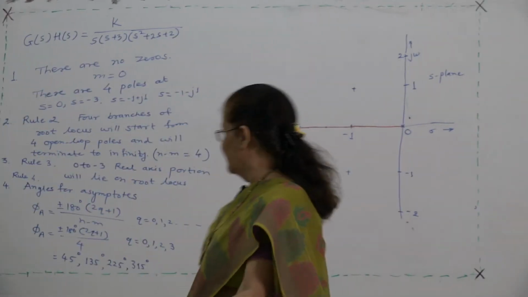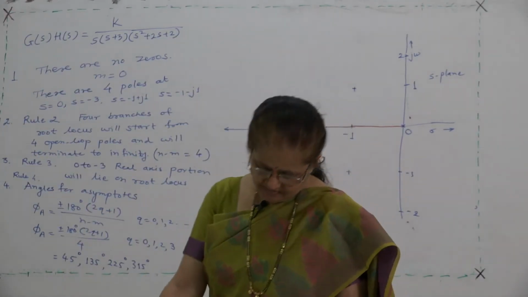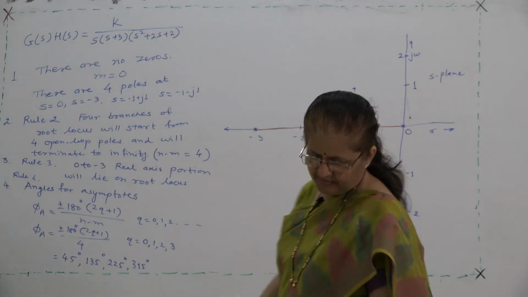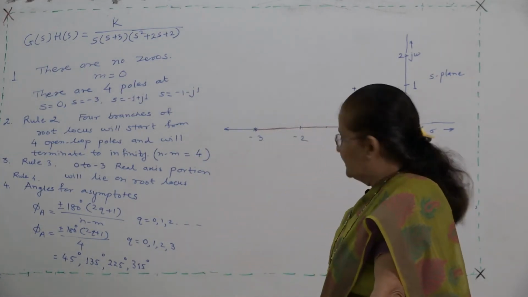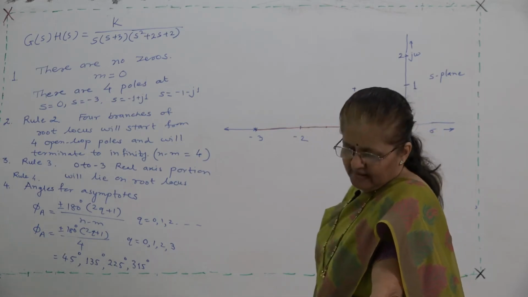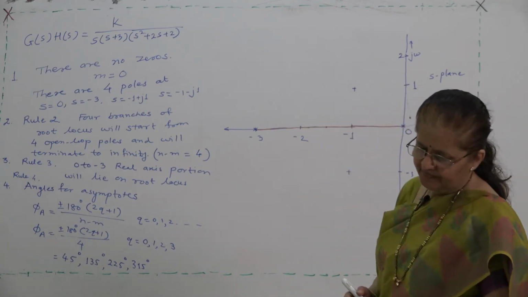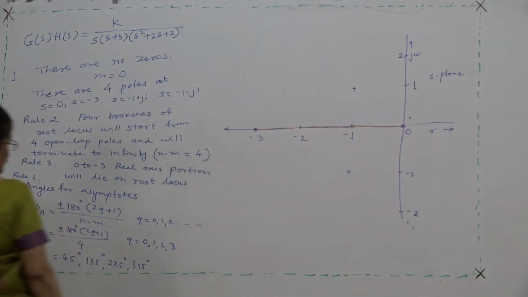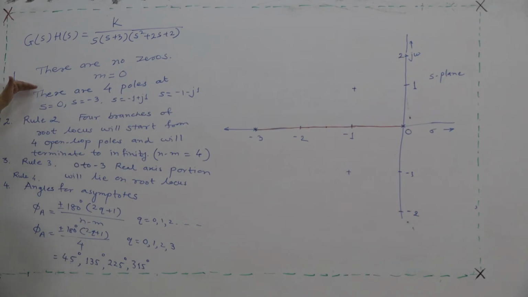So, you will get the angles for the asymptotes are 45, 135, 225 and 315. Okay. So, how we have started? Once again you check it. First you start your work on the notebook.